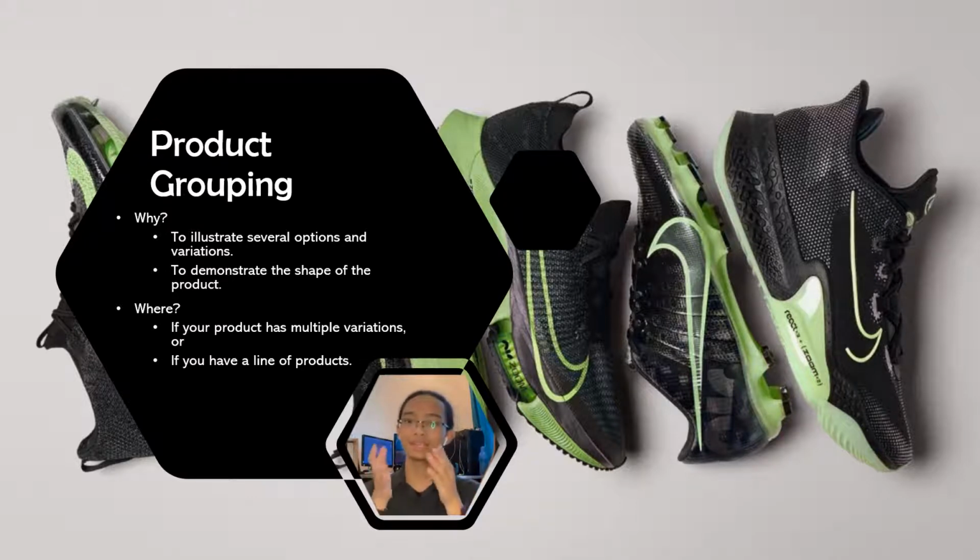And you see that a track shoe is actually comparatively smaller than a training shoe, a jogging shoe. Now when should you use product grouping like this? Well, obviously when you have multiple variations on your product, or if you're launching a whole product line like what Nike did here with the Olympic 2020 line. We're going to look at some more examples in the next slide.